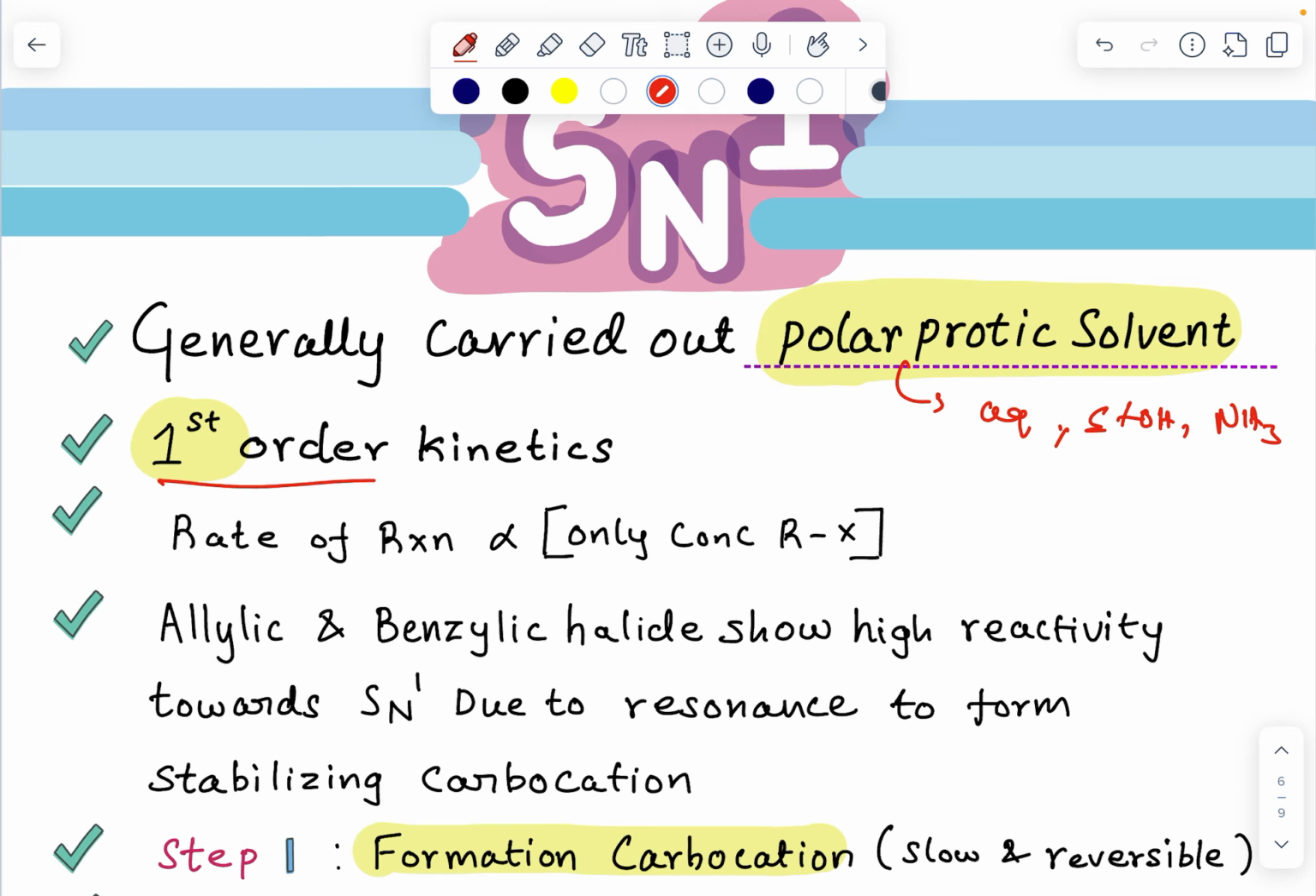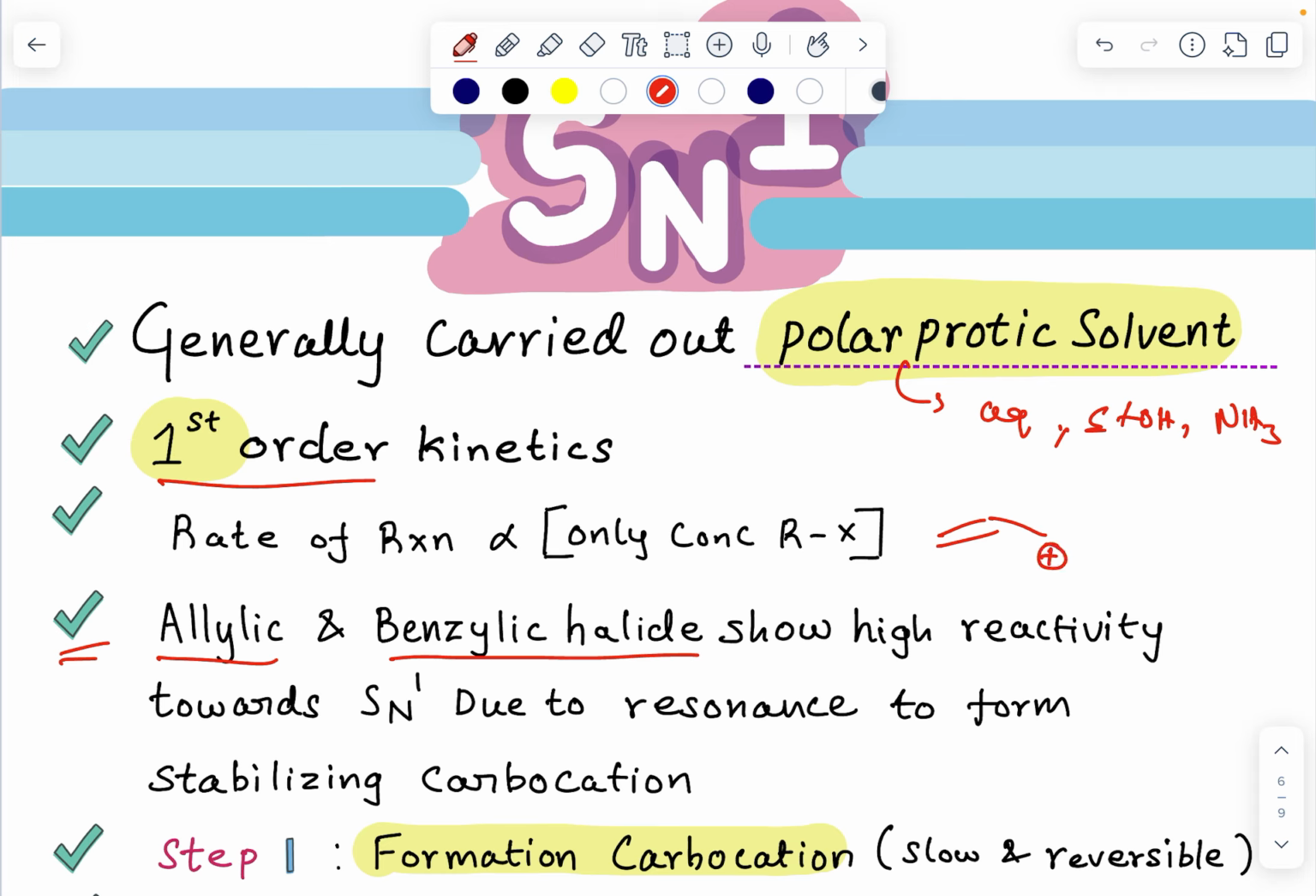Now this fourth point is very important. Allylic or benzylic halides show high reactivity towards the SN1 reaction. Why? In the allylic position, I have the carbon-carbon double bond next to the halide. When you treat it with the aqueous medium, a partial positive charge and partial negative charge are formed. Then complete electron transfer takes place, and as a result it will form the carbocation.